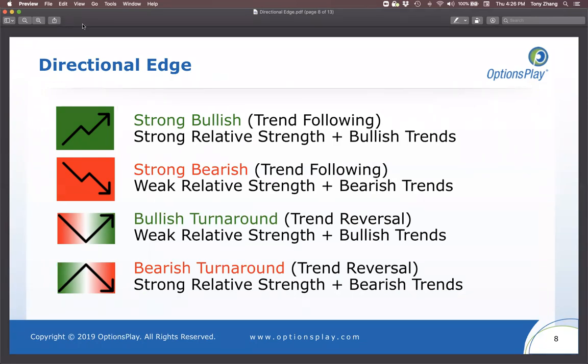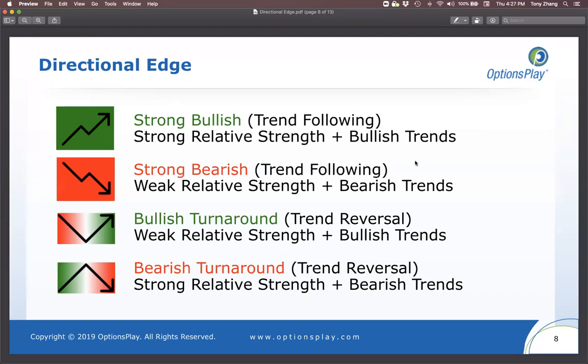So the first 2, I think, are pretty straightforward and easy to understand. A strong bullish and strong bearish stock. These are what we call trend following type methodologies, meaning you're effectively trading with the trend. So a strong bullish stock is a stock that has strong relative strength and is currently exhibiting bullish trends. So both the relative strength, meaning outperforming the overall market, and the stock is trending higher. These are your primary bullish candidates. Conversely, on the bearish side, these are stocks with weak relative strength, so stocks that are underperforming the overall market, and they're also at the same time exhibiting bearish trends. So generally speaking, these are candidates for strong bearish ideas.